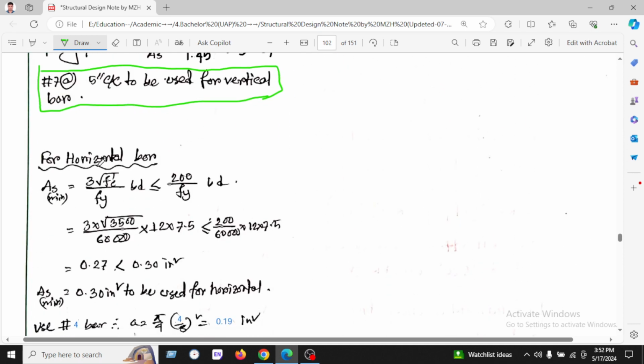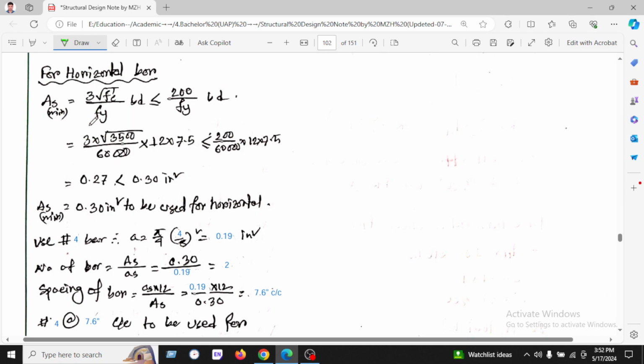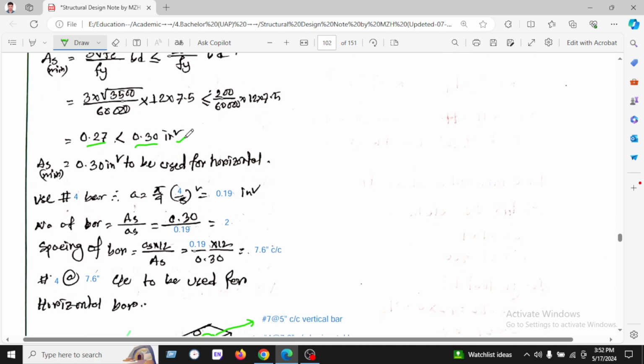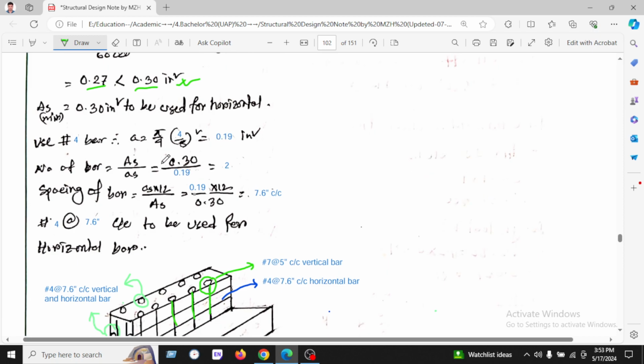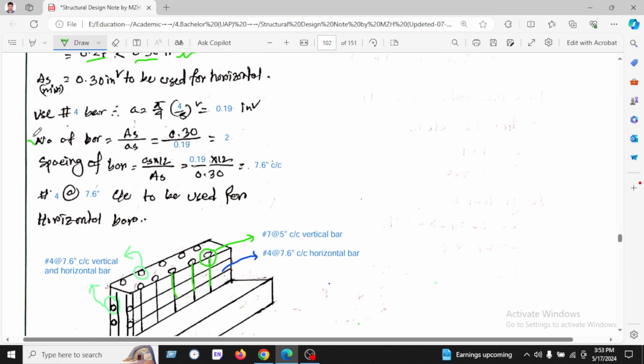On the other hand, the horizontal bar is taken for minimum reinforcement, which is 3 root over f'c by fy, or 200 by fy. So we will take the maximum. We have found 0.3 inches square and 0.2 inches square, but we will take 0.3 inches square as this value is maximum. So we have used number 4 bar, and the area of a number 4 bar is 0.19 inches square, and we don't need the number of number 4 bars.